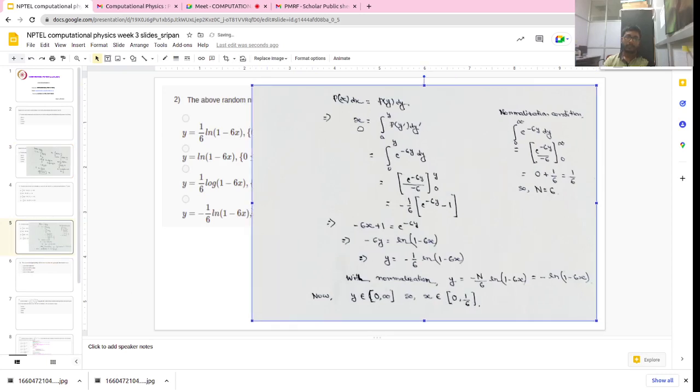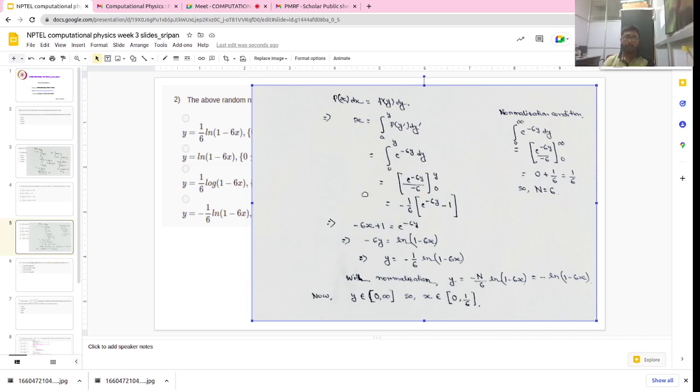Let's say you have x, and since this is a cumulative distribution function, you need not take infinity for y. Whenever you are taking the normalization condition, then you have to take it like this, from 0 to infinity. Here it will go from 0 to 1, and this will be 0 to y. So n into exponential minus 6y dy, and the limit will be 0 to y.